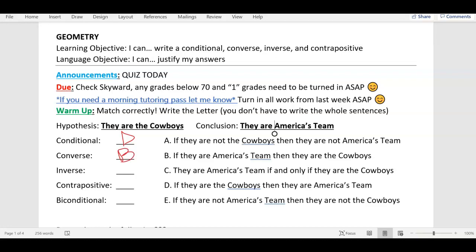What about inverse? What happens to the statements for an inverse? You make them opposites, with not. That's what inverse means, to invert or make opposite. So keep the same order, just put not. So which letter is the best? Letter A, if they are not the Cowboys, then they are not America's team. A, that's good.